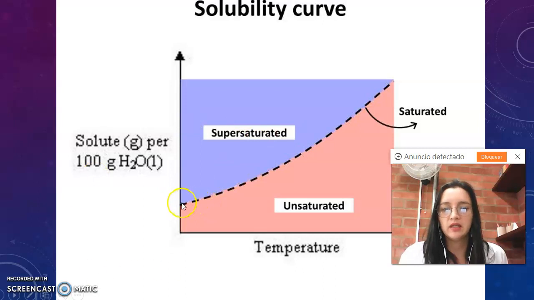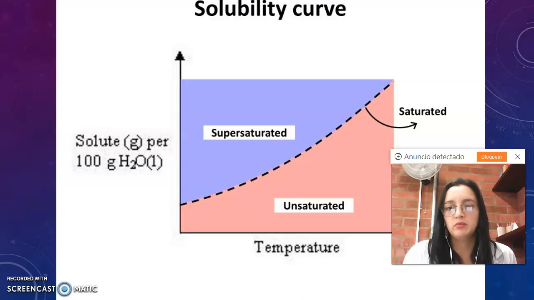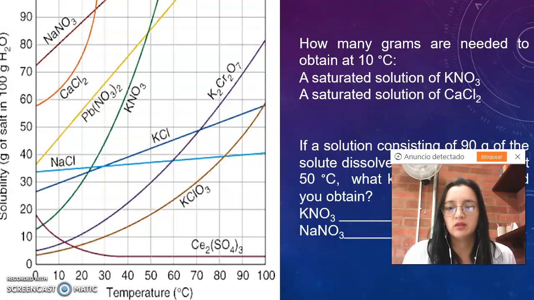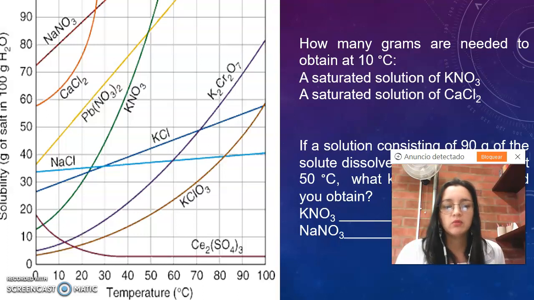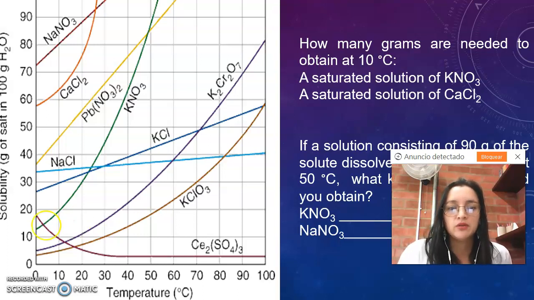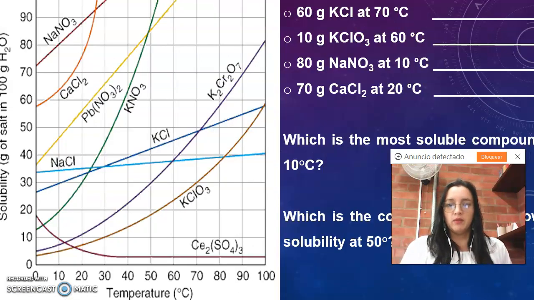So we have this line. Every compound is going to have a specific line, a specific trend, and everything that is below that line corresponds to unsaturated solutions. Anything above, supersaturated solutions, and everything on the line tells me the maximum amount of the compound that can be added at a certain temperature. So this is a very common graph, and this is the type of questions that we usually answer from them.